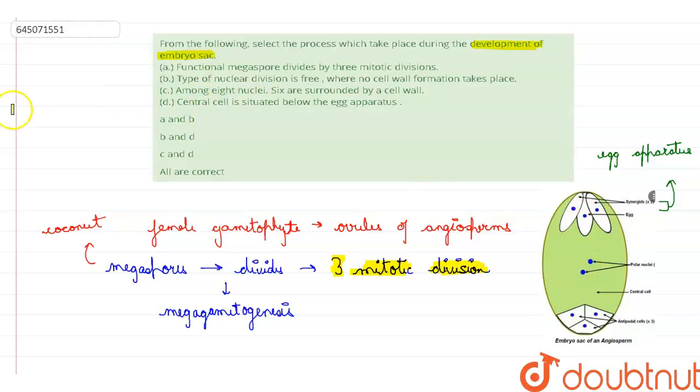So if you look at the options, the correct answer will be that all are correct. Option 4 is correct because all of them are involved in the development of the embryo sac. I hope this is helpful.